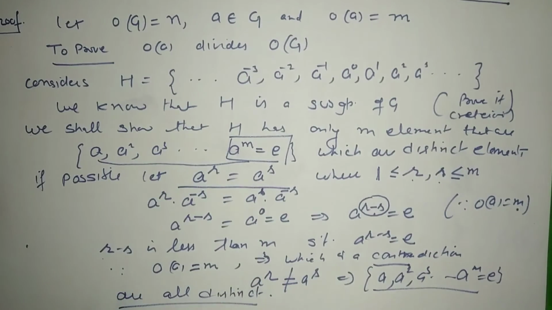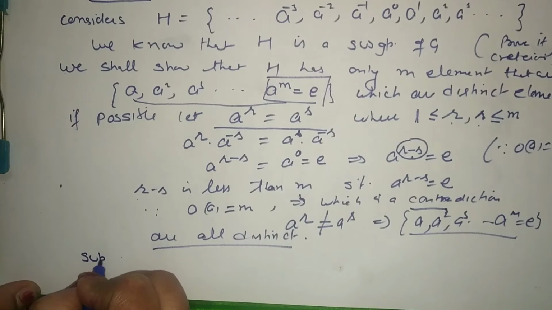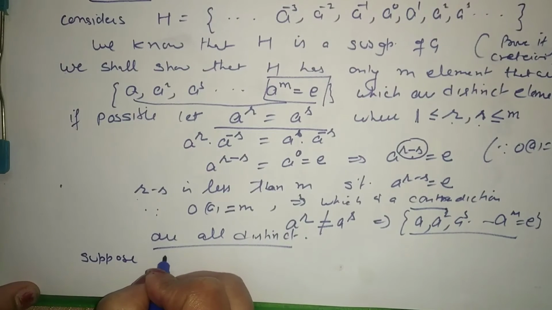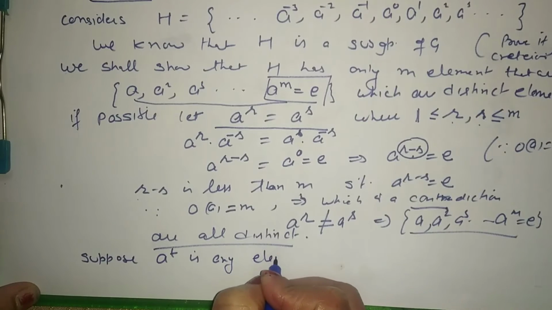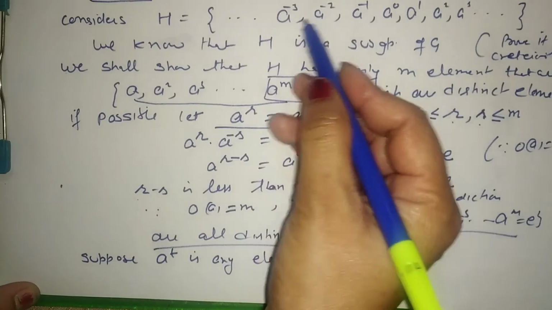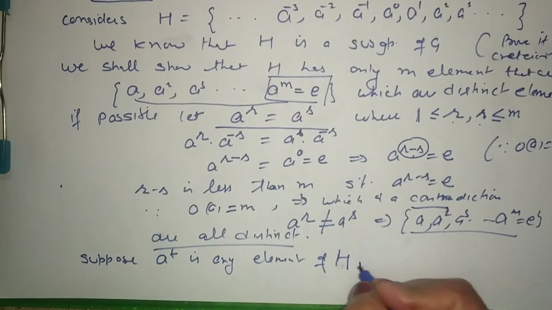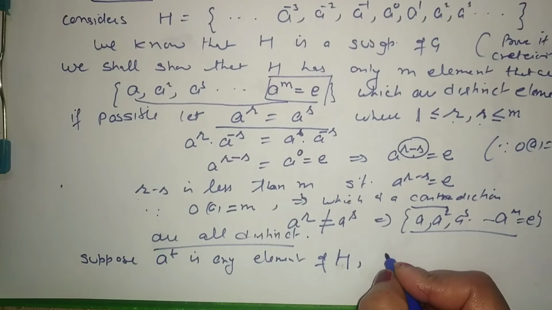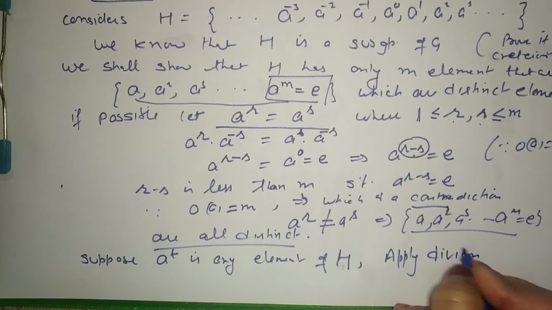For this, let us consider now again, suppose A raised to power t is any element of H. From this it can be a positive or negative power. So this is some element, and applying division algorithm.